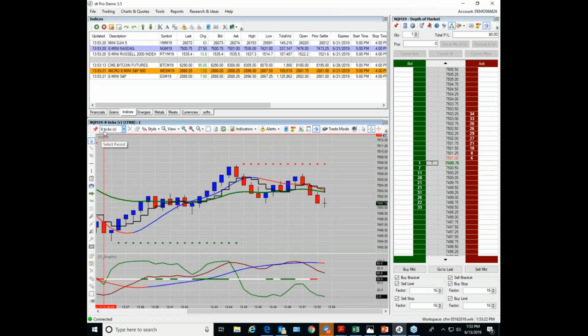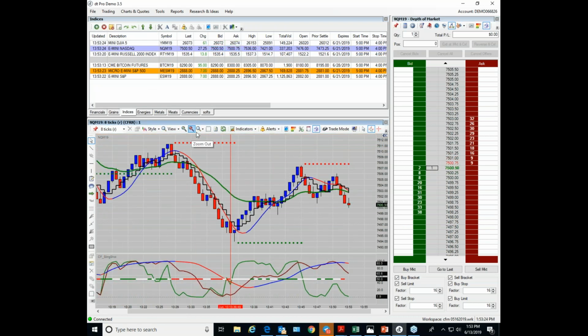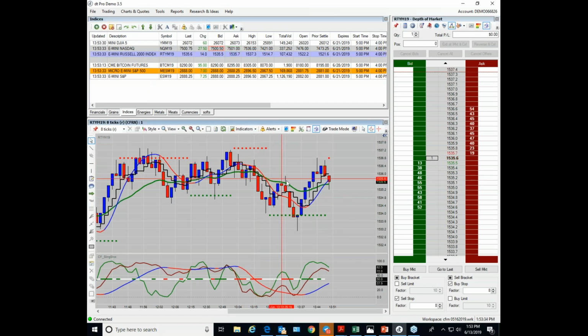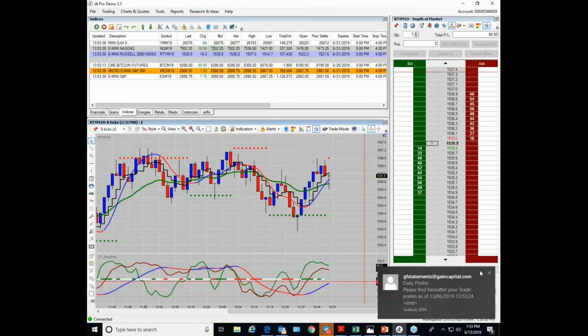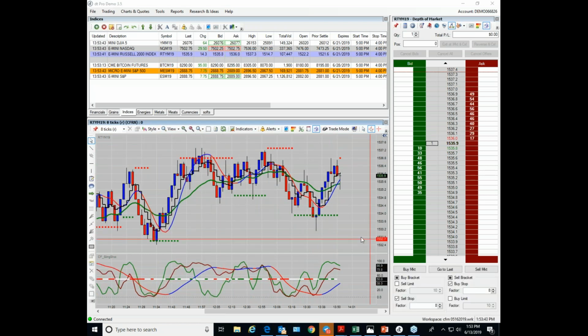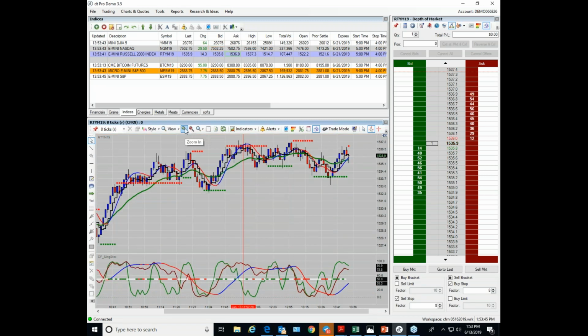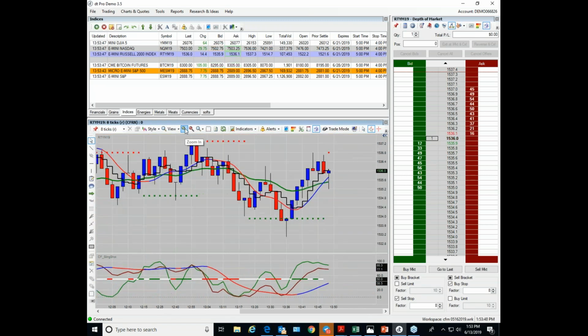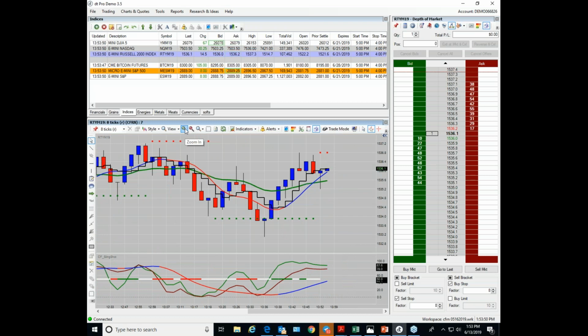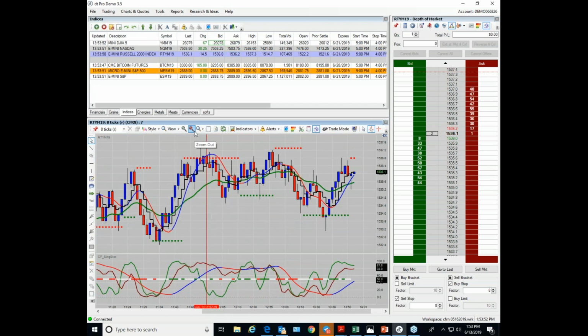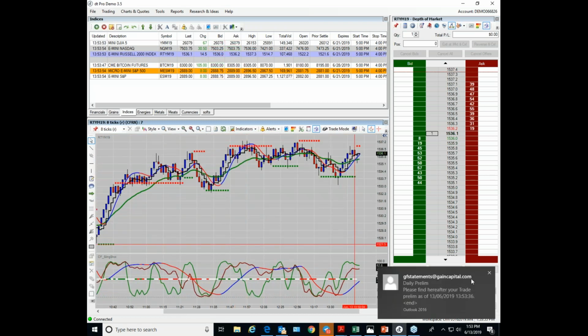NASDAQ on an 8-tick range chart, still sideways. Okay. Mini Russell. Pull back to the BBC. Don't have any bullish separation. Plus, we're trading sideways. Notice how I zoomed out to get that information. This is a little bit different than this. Okay.